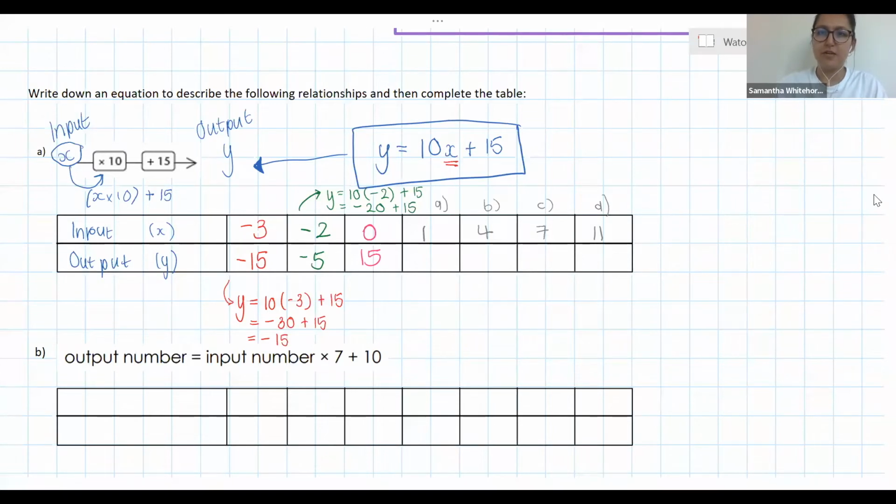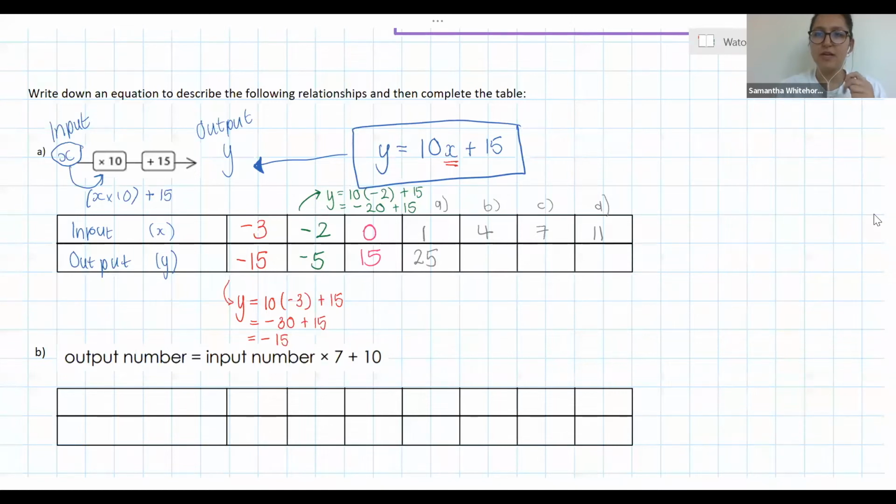Okay, Amber, do you want to give us the first one? So what is the output when our input is 1? I wrote that 10 times 1 will still be 10, plus 15, and it will give me 25. Excellent, well done. So our output here, guys, is 25. Exactly as Amber said, when I take 10 times 1, I've still got 10. And so then I'm just adding 15 to that 10. Excellent, Amber, well done. Thank you, ma'am.